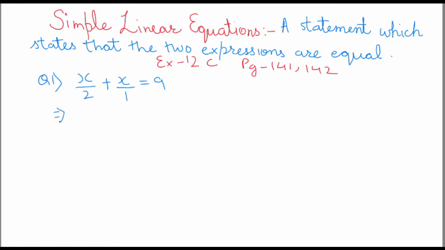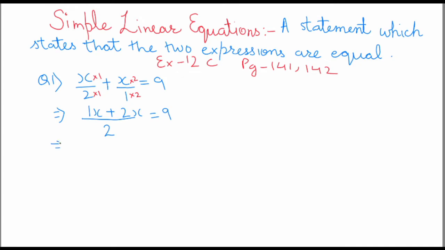Now we have to find the LCM of these two numbers, and the LCM is 2. Now we will check what should be multiplied to the denominator so that it will be equal to the LCM. So 2 times 1 is 2, and 1 times 2 is 2. And the same thing should be multiplied to the numerator, as we have done before also. Now it means 1x plus 2x is equal to 9.